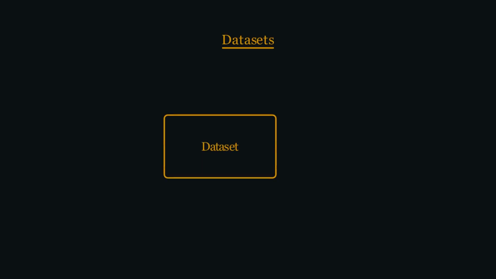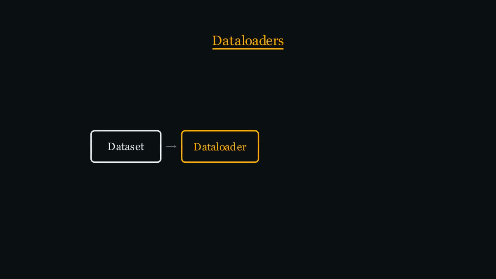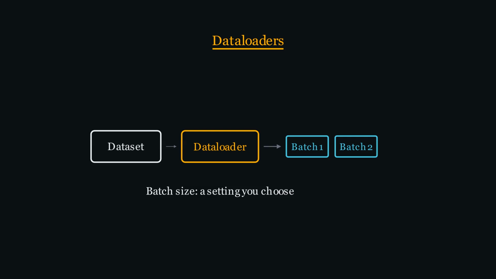A dataset is an object that knows how to fetch one example at a time. For image classification, that usually means one image and its label. A folder of labeled photos on disk is a classic example of a dataset. A DataLoader wraps a dataset and handles the busy work of feeding it to training. It groups examples into batches, shuffles their order, and hands them to the training loop batch by batch. You choose how big each batch is, which trades off speed against how much memory you use.